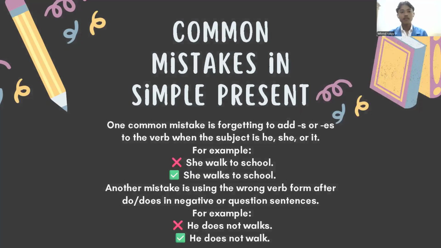Common mistakes in simple present tense. When using the simple present tense, many learners make small but important mistakes. One common mistake is forgetting to add s or es to the verb when the subject is he, she, or it. For example, she walked to school is wrong. She walks to school is correct. Another mistake is using the wrong verb form after do or does in negative or question sentences. For example, he does not walks is wrong. He does not walk is correct.